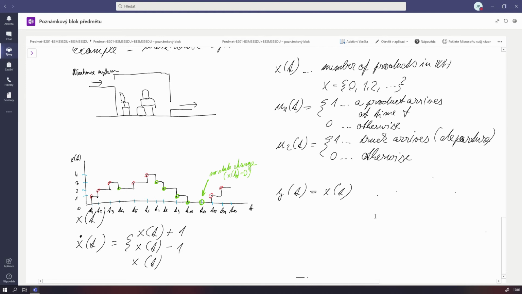So it is arrival, which means U1t is 1 and U2t is 0, and here we have departure, U1t is 0 and U2t is 1. And the last case is otherwise.